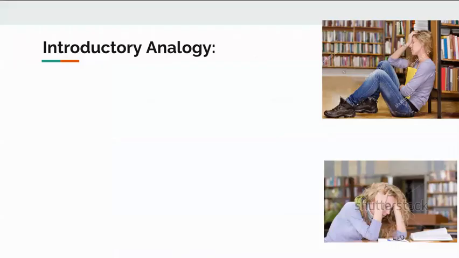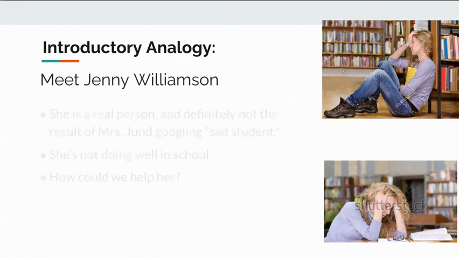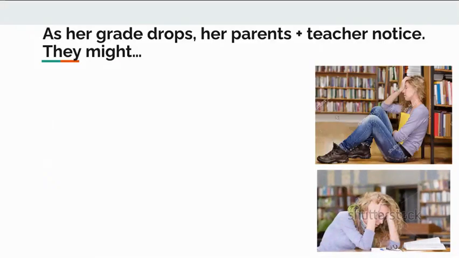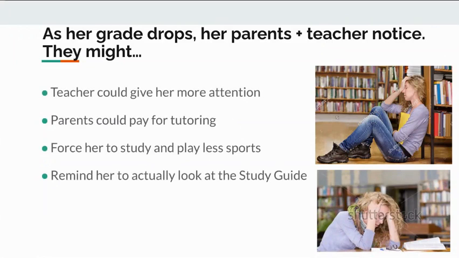Okay, so I've got an introductory analogy. Now that we're done with definitions, here's an introductory analogy to help us understand automatic stabilizers. Hey guys, meet my friend, Jenny Williamson. She's a real person and definitely not the result of Mrs. John Googling sad student. As you can see by these photos, she's clearly not doing well in school, so how could we help her? Well, as her grades drop, her parents and her teachers notice, and so they might give her more attention. Her parents could pay for tutoring, they could force her to study and play less sports, or they could remind her to actually look at the study guide.